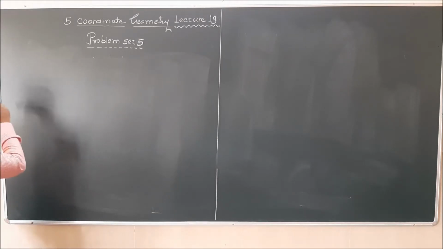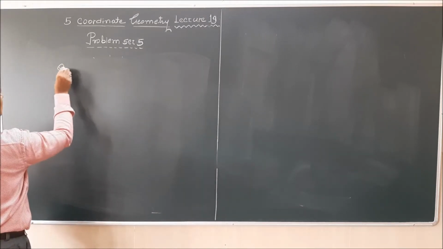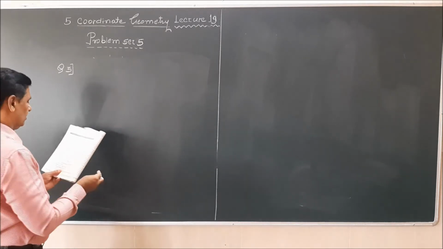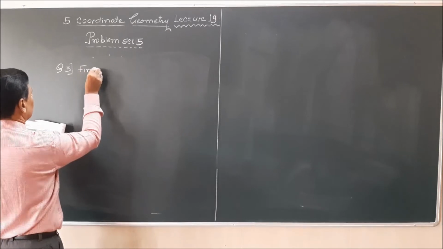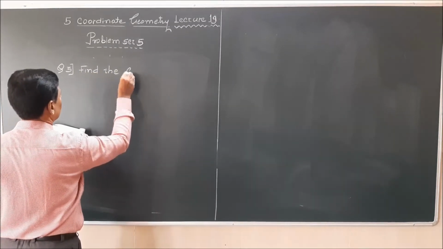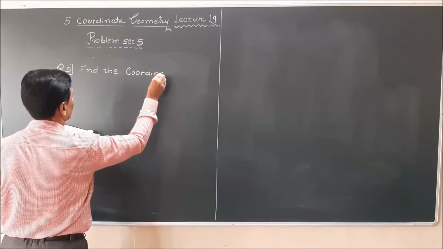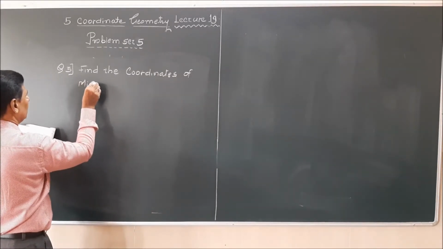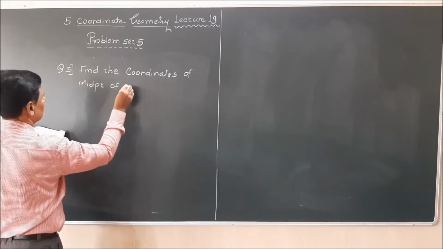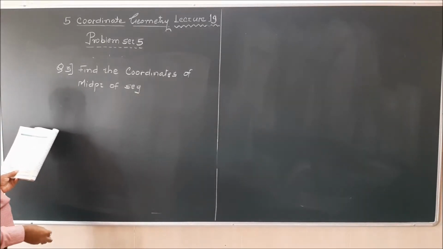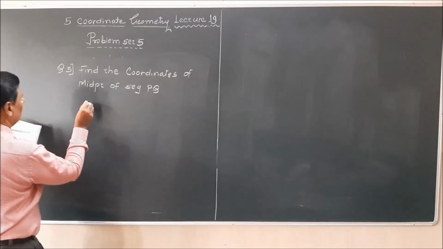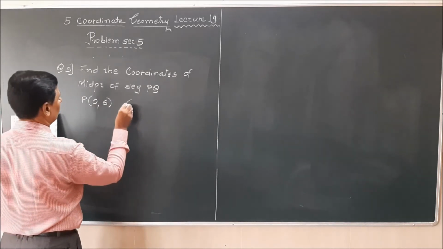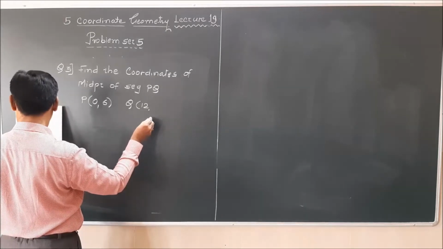So, question number 3, problem set number 5. Question 3 is, find the coordinates of the midpoint of segment PQ, where P has the coordinates 0, 6 and Q has the coordinates 12, 20.